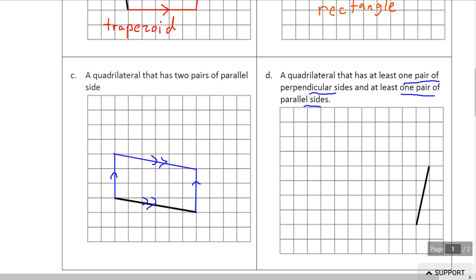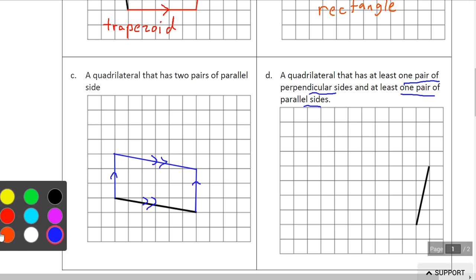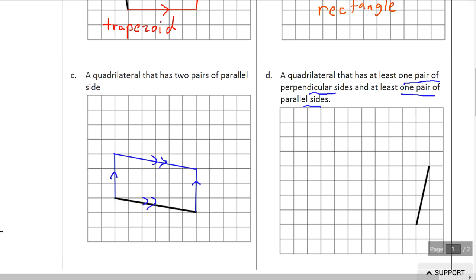Well, no, it's not going to be a square or a rhombus. So let's see what we can do. We want it to have one pair of perpendicular sides and one pair of parallel sides. All right, let's think about this. Let's see, what are we going to do here? All right, so let's do this.